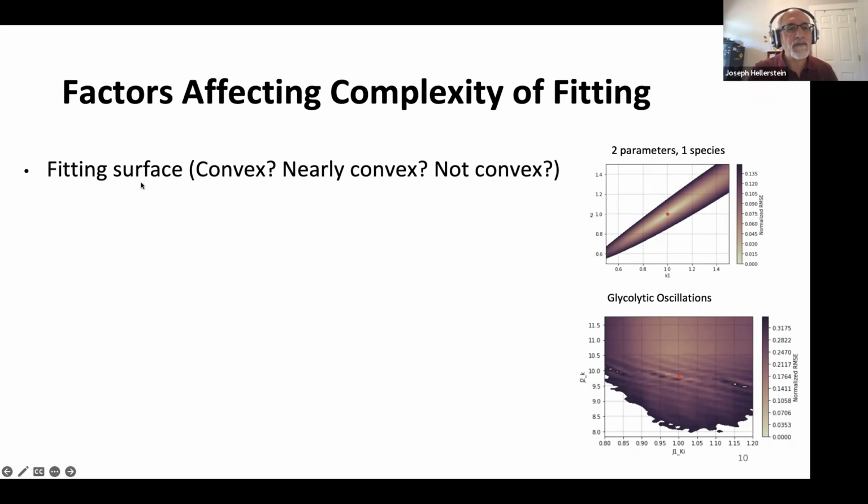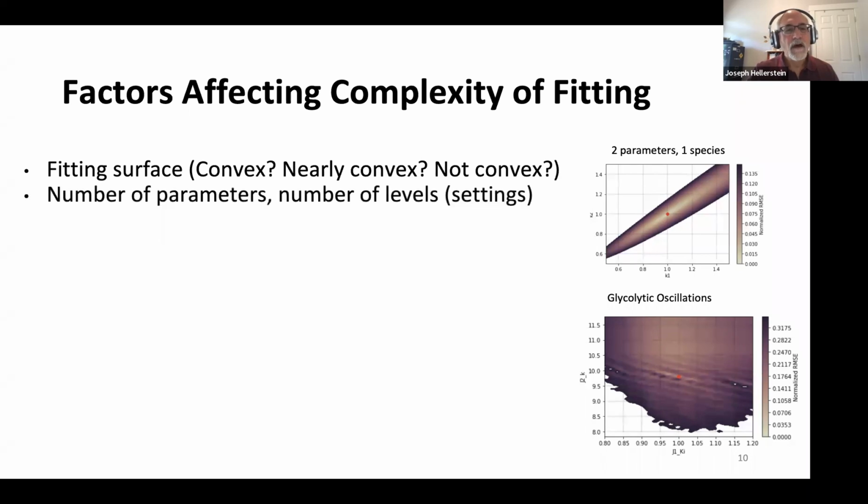So what does the fitting surface look like? If I know where these ridges are, and if, for example, I know that I can just be in this small area, I can focus on that. But if I don't know that, I have a hard time. The number of parameters, okay, I'm showing this in 2 dimensions. Remember, even that simple glycolysis model had 16 parameters of note. So that's definitely going to make a difference.